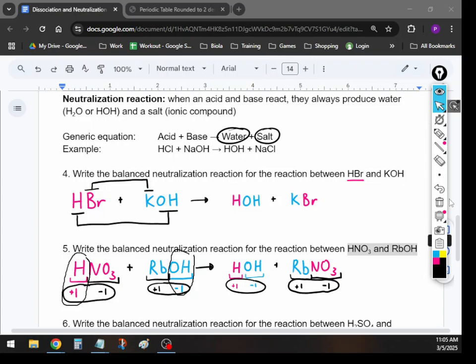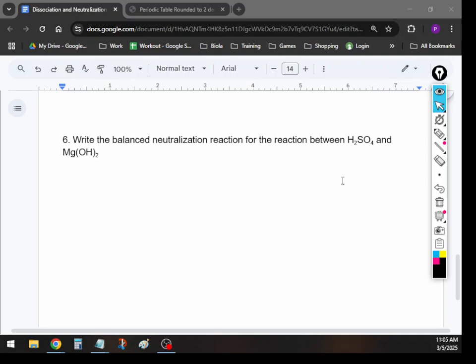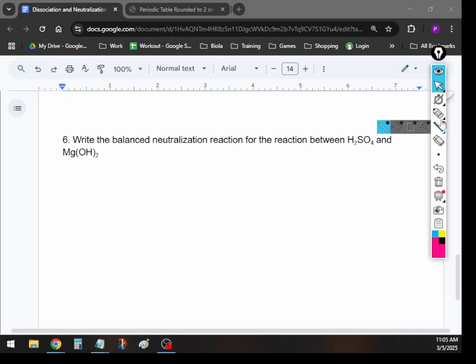All right. So with that being said, let's go on to the last example for today. And this is the one where we need to take into account the charges. Okay, so let's start by writing down the beginning of our reaction. We have H2SO4 for our acid, and we are going to be combining that with Mg(OH)2.